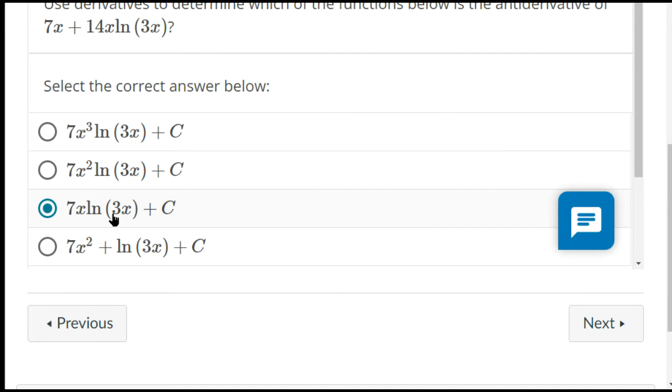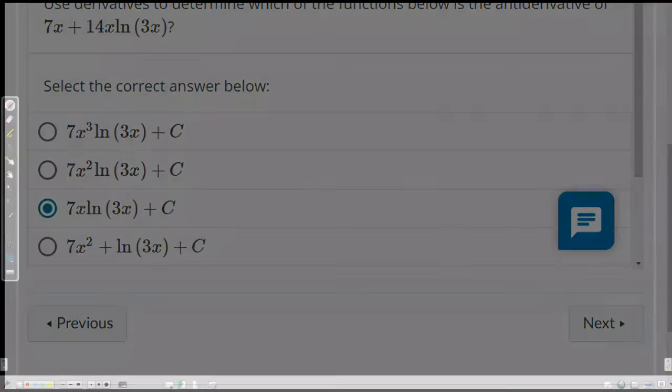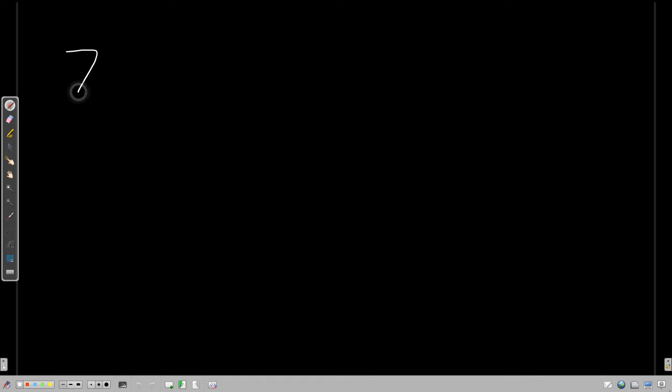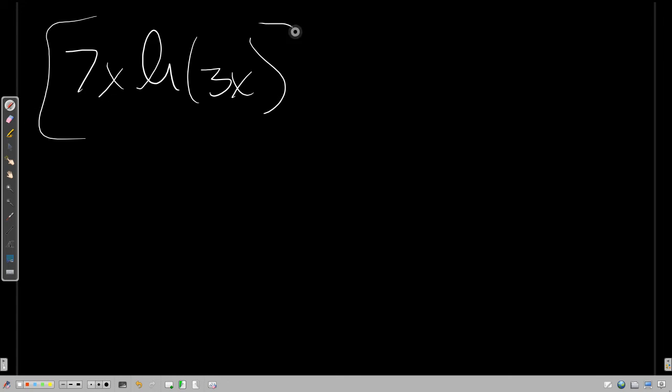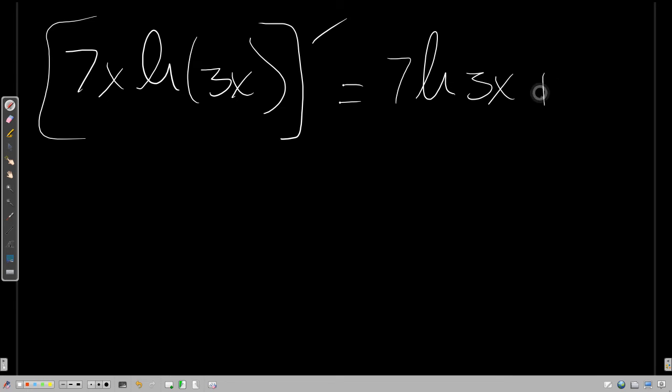I'm feeling like it's this one. Let me check that. So 7x natural log of 3x, we want the derivative. So here's my derivative of 7x is 7 times the natural log of 3x plus 7x over x, you just get 7. Then that is not the right one. I was mistaken.